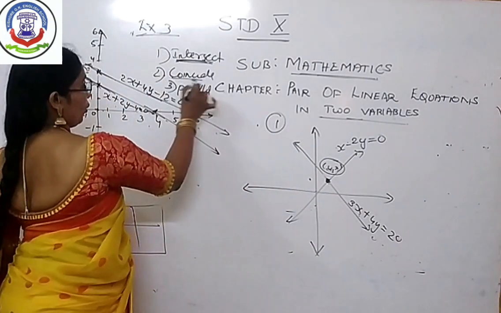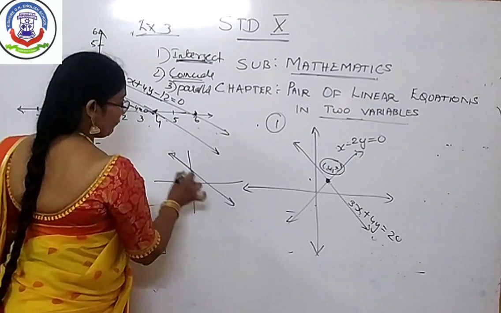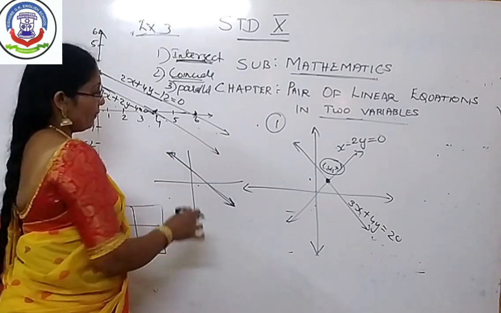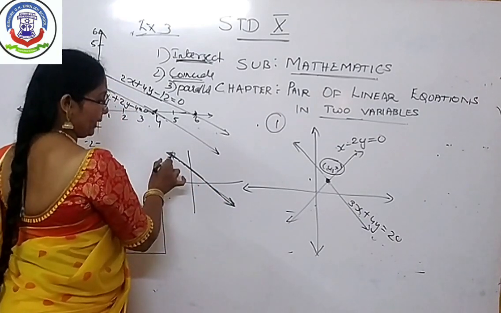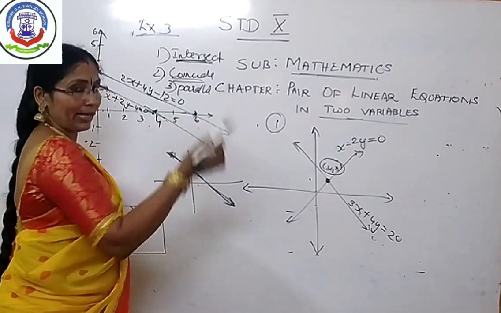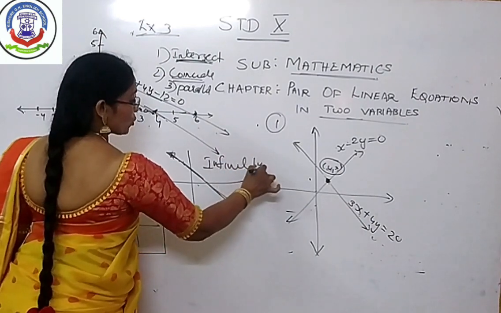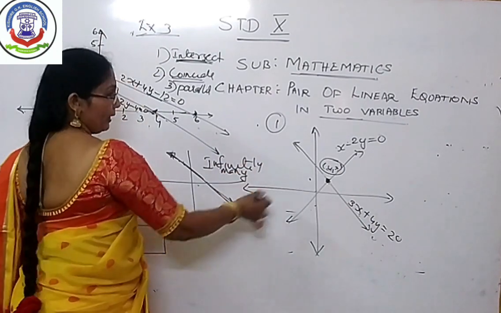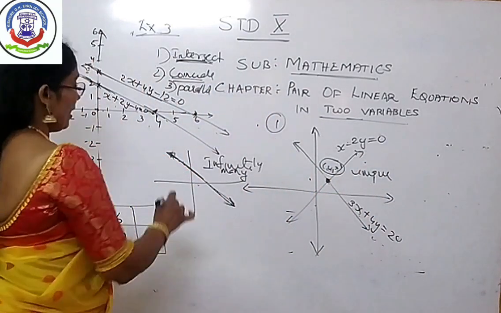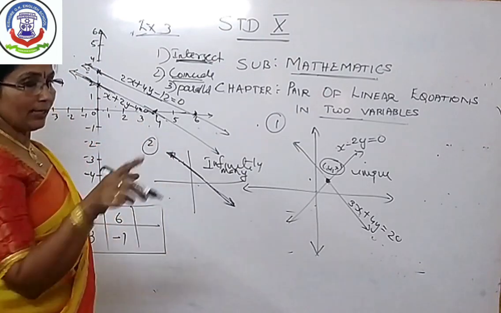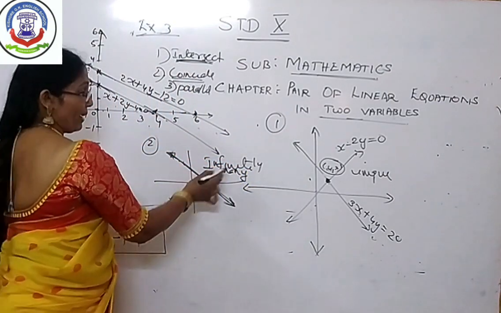And the second case I told you is coincident lines. The graph was like this: one graph and the other graph on the same line. That means when both graphs coincide, all the points on this line are solutions for the second line also. That means you will get infinitely many solutions. In example 1 you get a unique solution. In example 2 you see that both equations are coinciding one over the other, which means it will have infinitely many solutions.